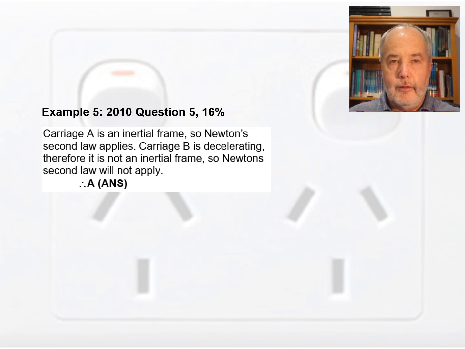Back in 2010, this question was done very poorly. Only 16% of the students could get it right. It was a bit difficult because there was some language hidden in the middle of the question. We are told that carriage A is moving at a constant velocity of 0.9 c, therefore it's not accelerating. We are told carriage B is moving at 10 meters per second and decelerating. Therefore, it is a non-inertial frame. This makes the answer A.